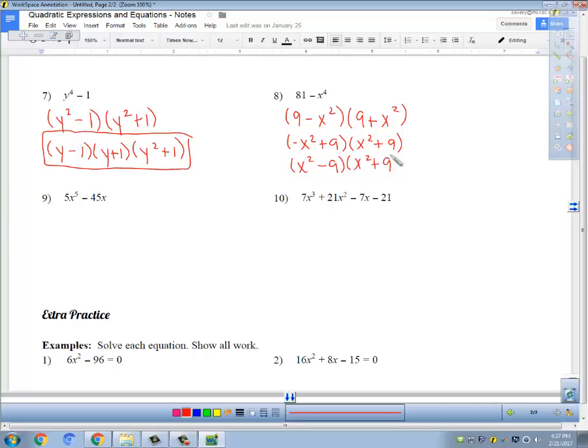And when I change the signs, then I notice I can factor the x squared minus 9 to x minus 3 and x plus 3. Then just bring down the x squared plus 9 because we can't do anything with that.